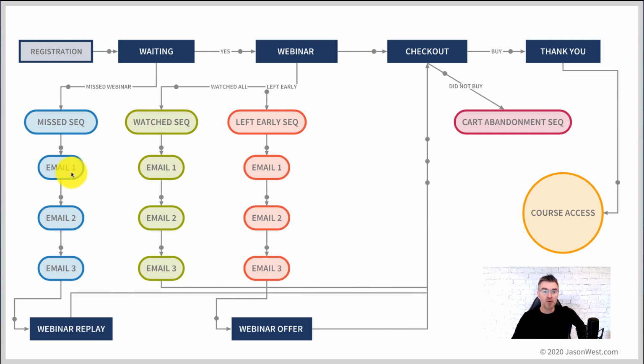The way that we move people from these sequences like this. So, what happens if somebody goes into this missed sequence, but on the very first email, they decide to go and watch that replay? We don't want to keep emailing them saying, hey, you missed the webinar, like in 2 and 3 here. So you're automatically going to have them pulled out of there, and then they'll go into the watched sequence. But if they watch that replay and they don't watch all of it and see your offer again, we're going to put them up here and into this left early sequence.